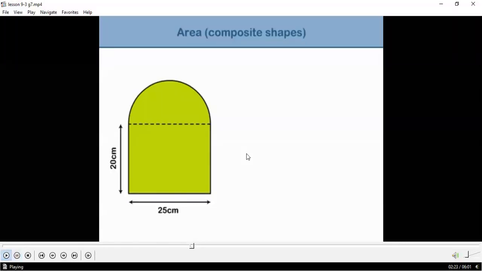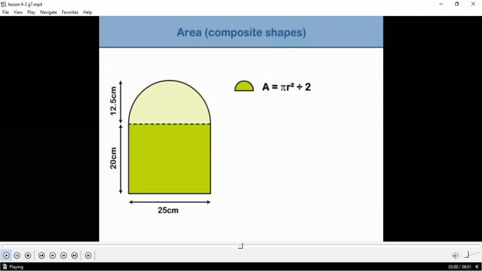Then we will start now to calculate the area of the semicircle. What is the diameter for this circle? It's 25. And to calculate the radius, what do we have to do? First, 25 divided by 2, and the answer is 12.5.